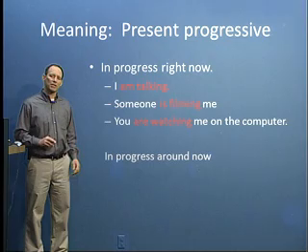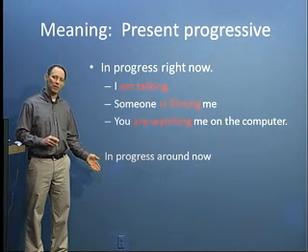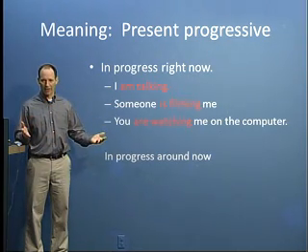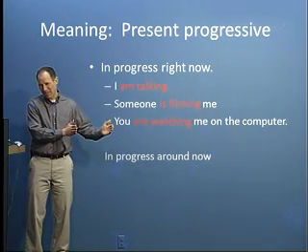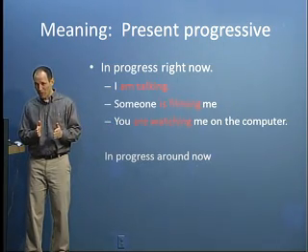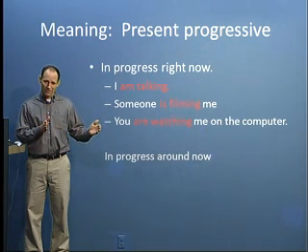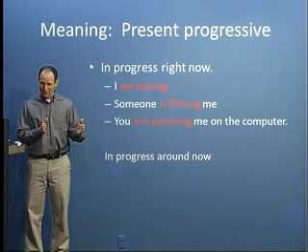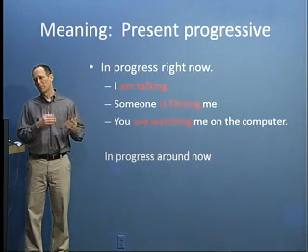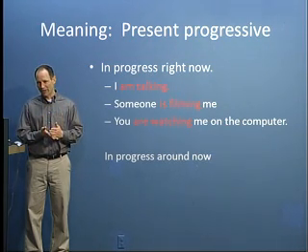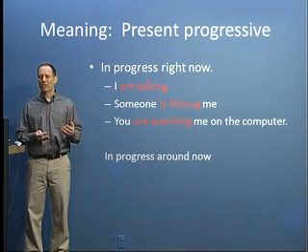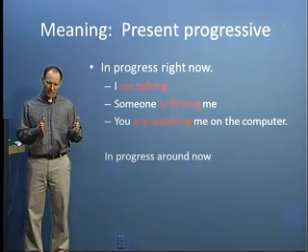We also use present progressive when something is in progress around now. So maybe it's not happening right now at this moment, but it's something that is in my life at this moment, but maybe I'm not doing it right now. Usually these are things that are temporary or for a short time.